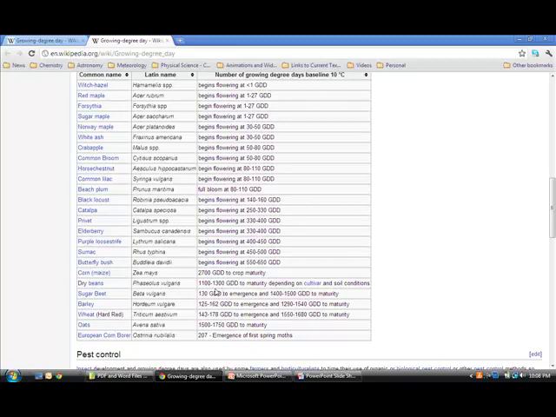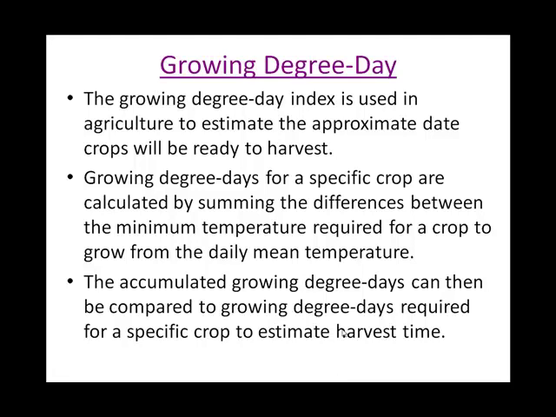Now, in 130 growing degree days, the sugar beet will emerge. And notice, this is kind of small, I doubt you can see it, but in 1,400 to 1,500 growing degree days, this same plant will mature. So to me, that is very similar to the heating and cooling degree days.